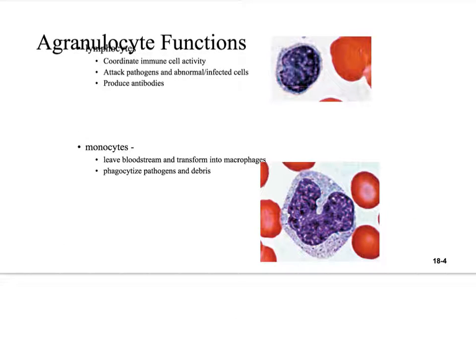Now agranulocytes. The first one I have is lymphocytes. There are two different kinds of them, and we'll talk about them when we talk about the immune system. There are T cells, such as helper T cells. Well, let's just put T cells and B cells.